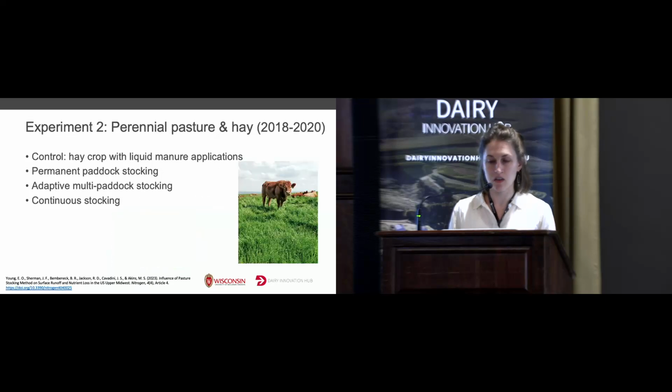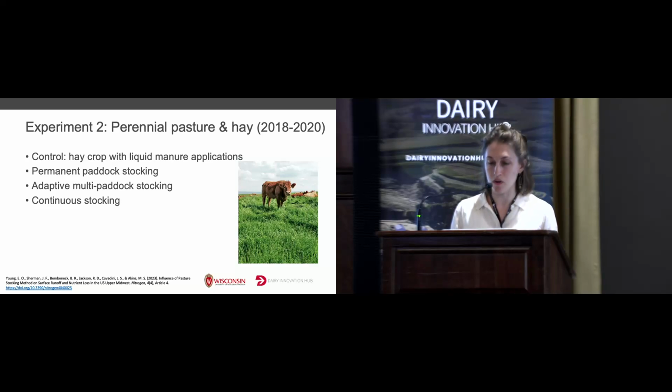and they collected edge of field monitoring data at those 4 watersheds. The second experiment is the perennial pasture and hay. So this happened later, but on the same 4 experimental watersheds. And here we have control of a hay crop with liquid manure applications, and then 3 different types of stocking methods, looking at stocking heifers on those pastures and doing the same type of monitoring.